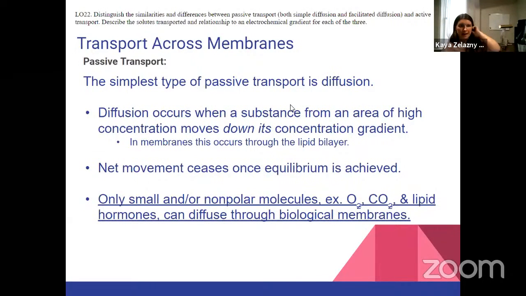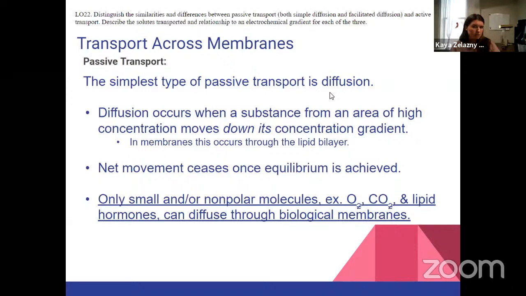In passive transport, we're going to have a couple of types, but remember, none of them require energy. That's what makes them passive. If you're just passive, you're just lying there, you're not expending any energy. So the simplest type is diffusion.